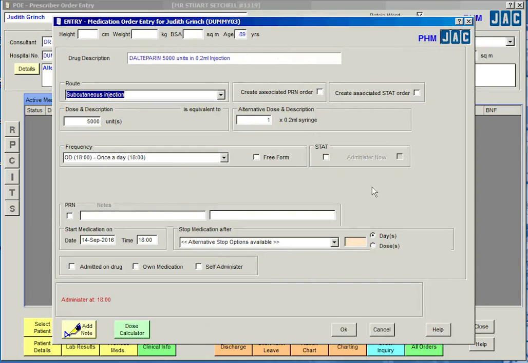The frequency is usually once a day, given at 6 o'clock in the evening. To complete the prescription, we click OK.